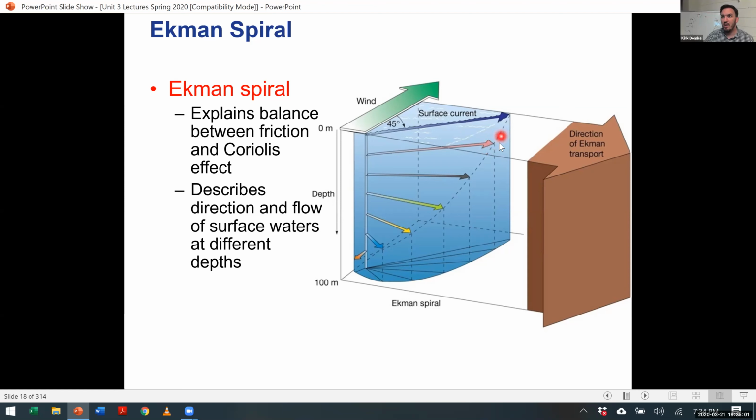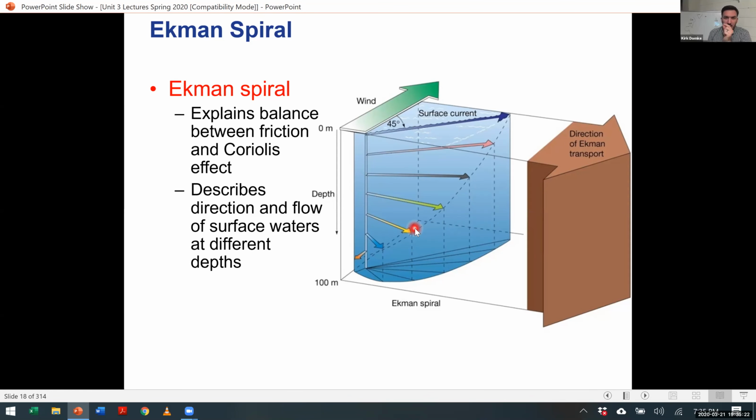Hopefully you can see this on the diagram. The pink arrow is turned slightly to the right of the blue arrow. Coriolis is shifting it to the right. And then this gray colored arrow in the third level is slightly to the right of the pink arrow, and so on and so forth all the way down. And these arrows keep turning to the right because the Coriolis shift, as each step we go down deeper and deeper, pulls things to the right.